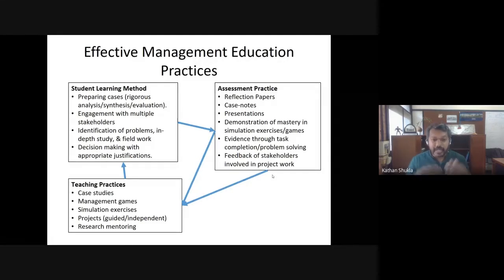They also need to identify the problems and then pursue in-depth study by themselves. They need to do a lot of field work as well, and then they need to get into the habit of decision making. So in almost every class, we ask them what decision they will take if they were the protagonist, right? Because they have to practice this a lot.